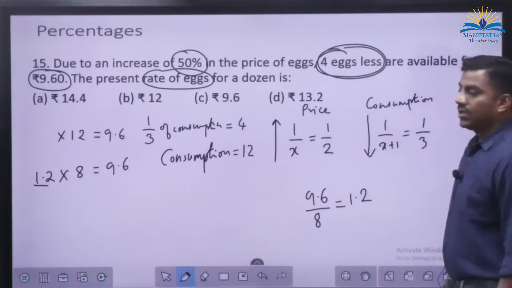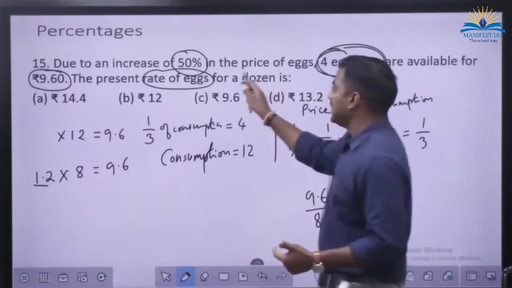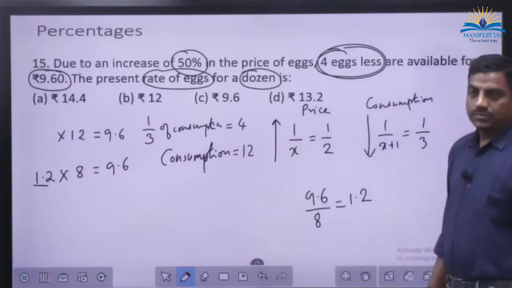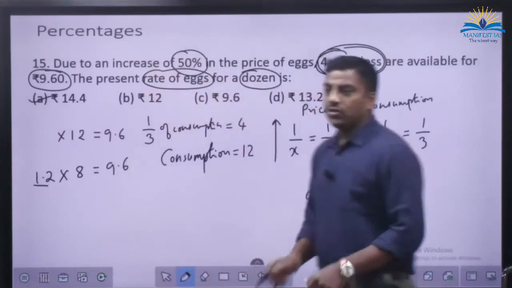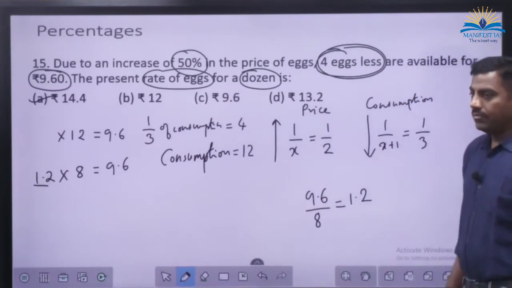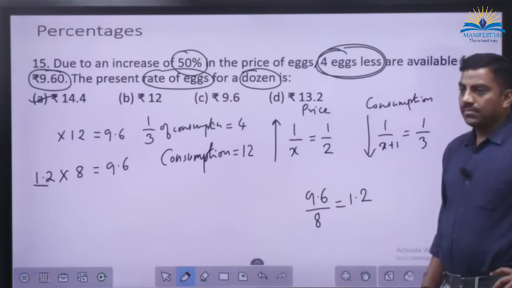So presently, the cost of each egg is 1.2. They are asking for a dozen. Dozen is 12. 12 into 1.2, that is 14.4. Fine?